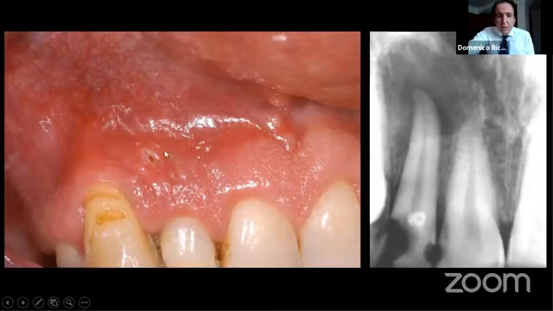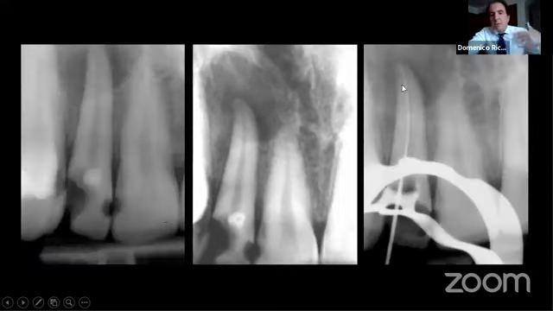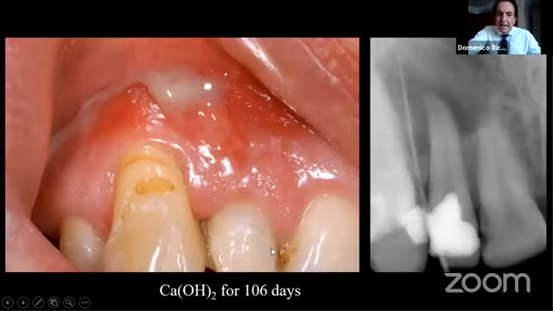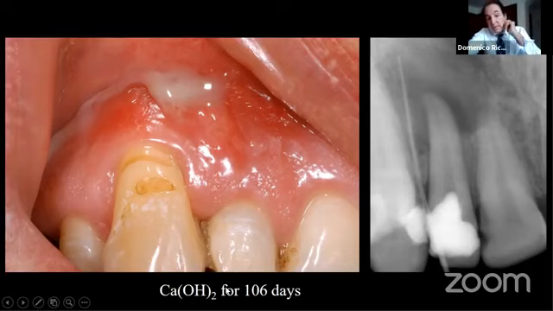There was a long-standing sinus tract, a big lesion here. So you start with working length instrumentation and calcium hydroxide medication, and after 5 sittings and 5 revisions of the canal, there was always pus exiting from the sinus tract. Despite 106 days of calcium hydroxide, this is a short-term failure. This is a case that does not respond to any treatment.